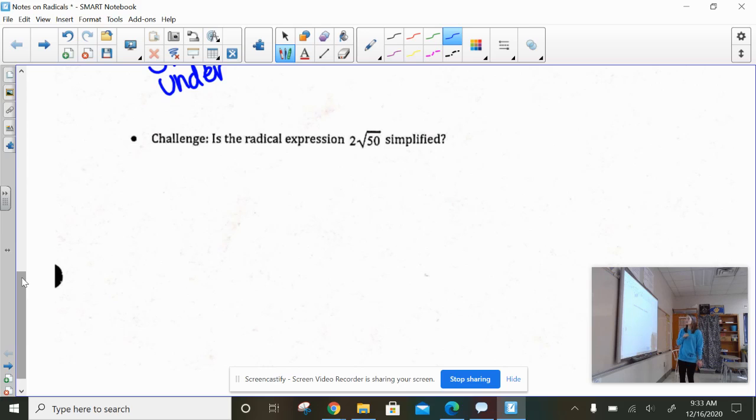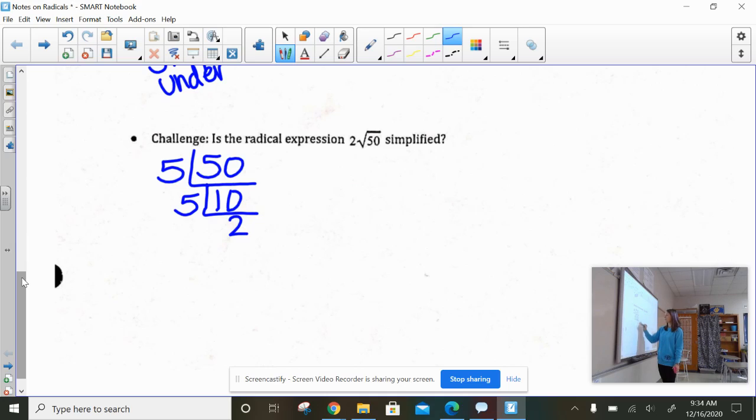So I have 2 radical 50. We cannot forget about the 2 that's in the front, but we're going to do the 50 just like I did on the other 2. I'm going to go with 5 on this one. 5 is prime, so we can divide by 5 and get 10. I can divide by 5 again and get 2. Divide by 2 again and get 1.